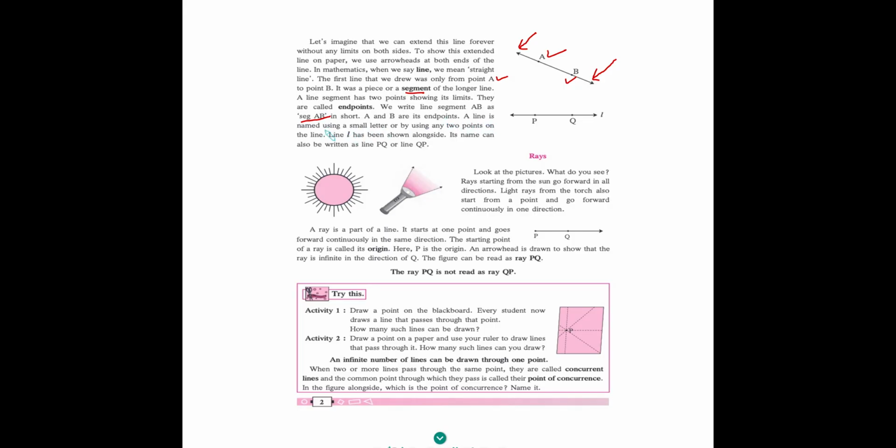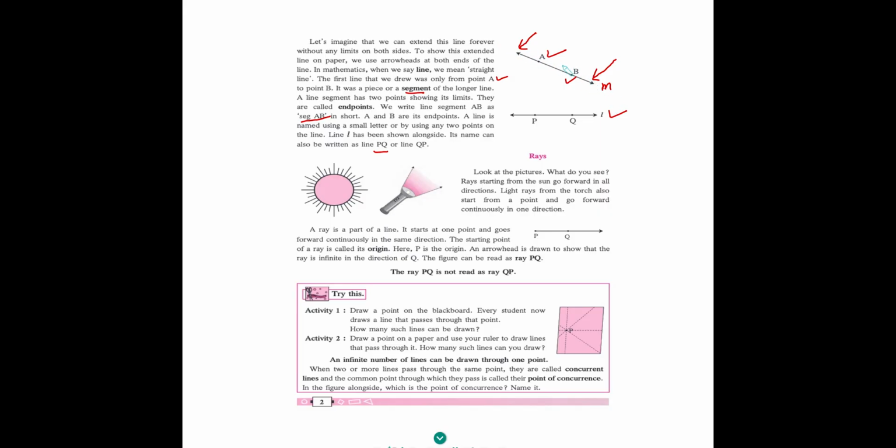A line is named using a small letter, or by using two points on the line, as shown alongside. Here we can write the line L by the small letter. Alongside, the name can be written as line PQ. Now, we can write line PQ, or we can write line QP, right? Same as here, we can write the name for this line by the small letter M.